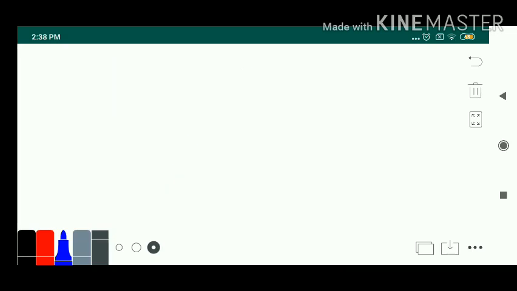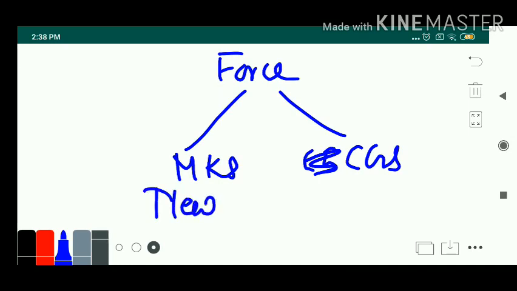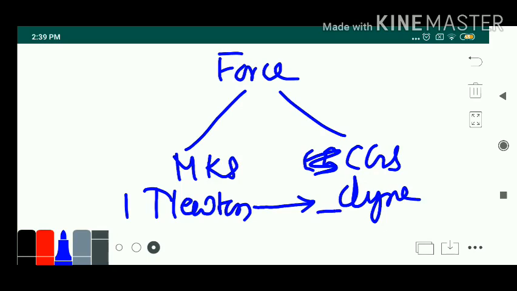First, we'll start with an example. Say you are having force, and force in two systems, that is say CGS as well as MK system. In MK system, the unit is Newton, just like our SI, and in CGS system it is dyne. So your question is, how much Newton is equal to dyne, or 1 Newton is equal to how many dyne?